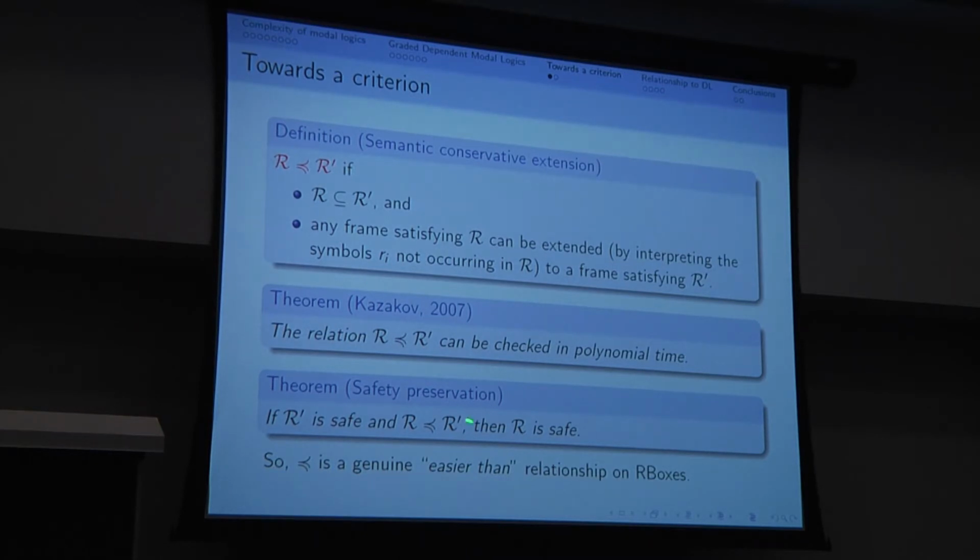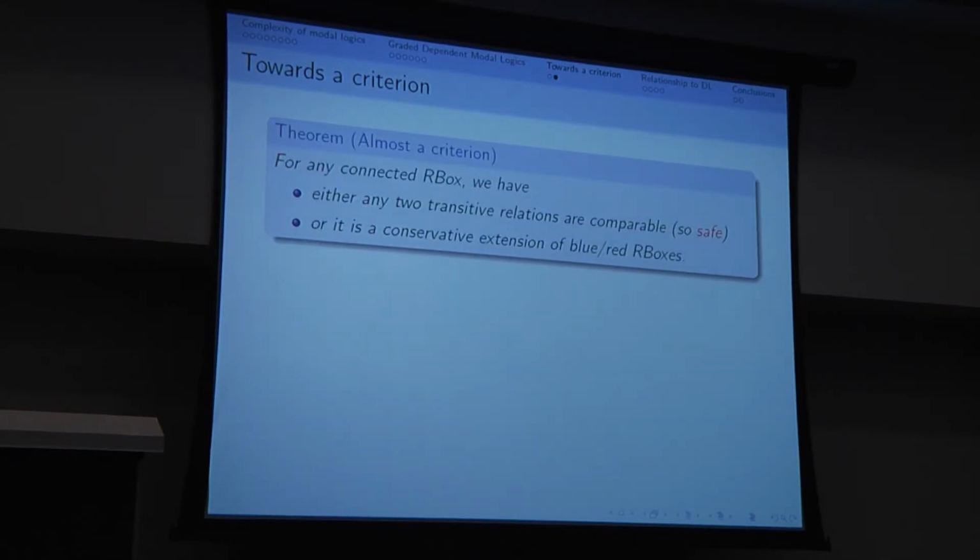If R prime is safe, and R prime is a conservative extension of another RBox R, then R is also safe. So this relation is truly an easier-than relation. So we have one RBox, and we have another which is a conservative extension. If this one is simple, then that one is at least as hard as this one. And it is just a graph theoretic theorem.